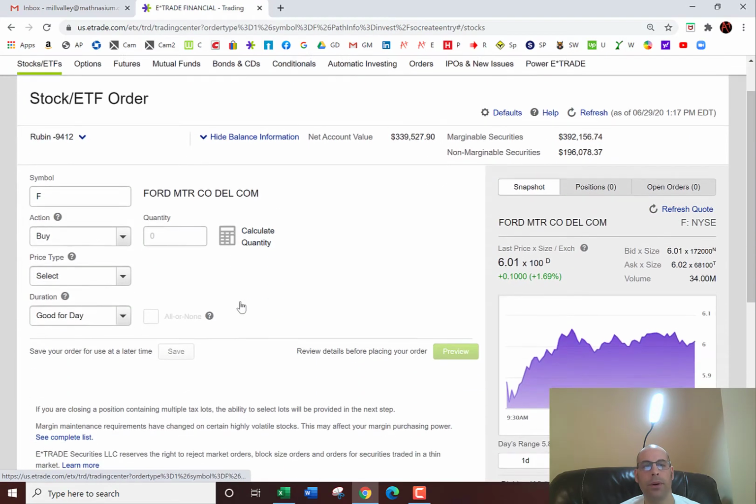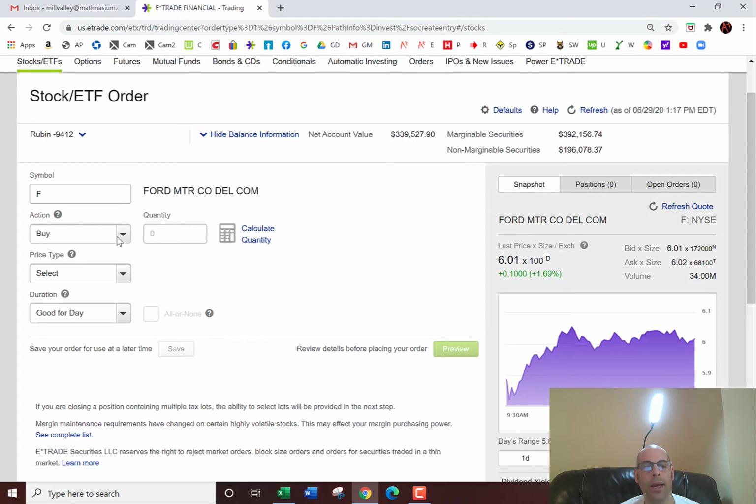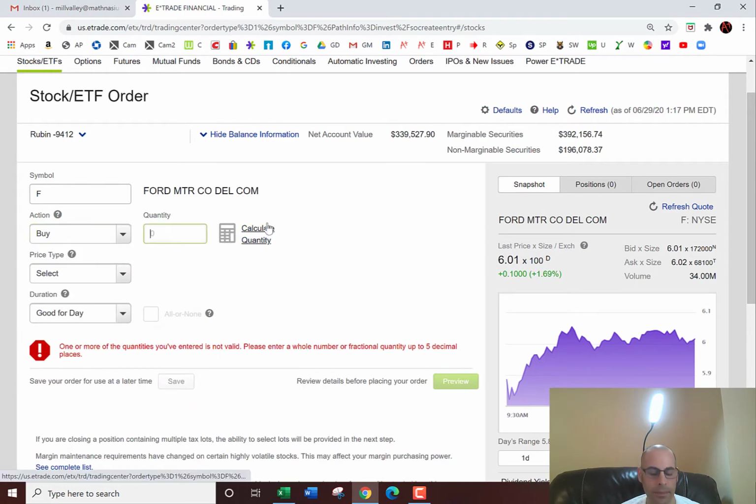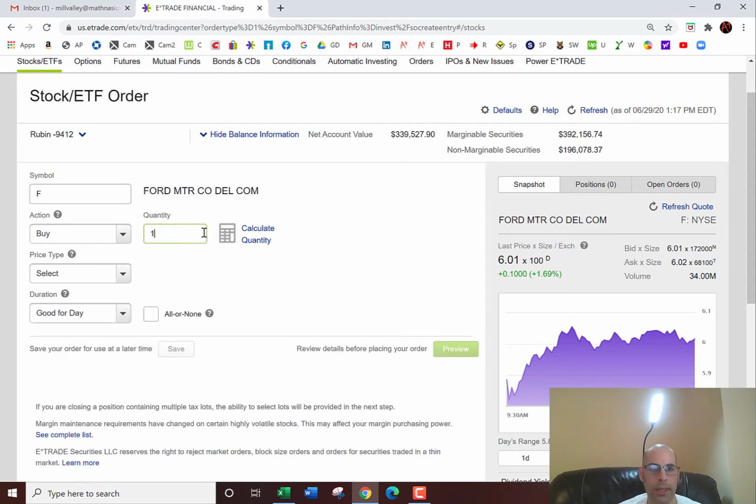And then it brings up Ford automatically. And it says buy, sell, sell short, buy to cover. You might only have these two options, buy, sell. So I'm going to buy. If you want to buy one share, you could just enter the quantity right there, 1. Or if you want to buy 2 shares, enter 2.